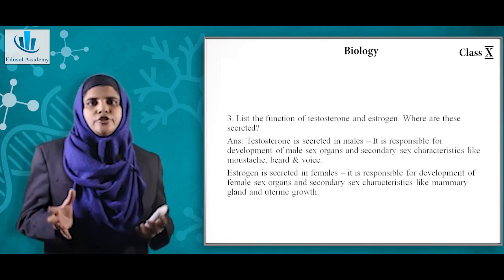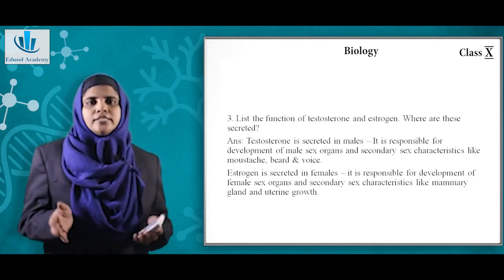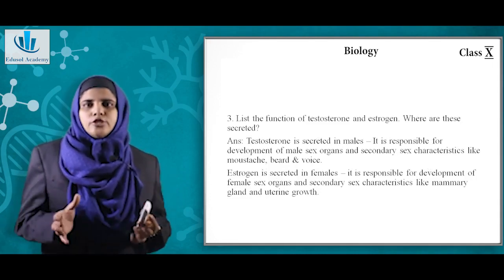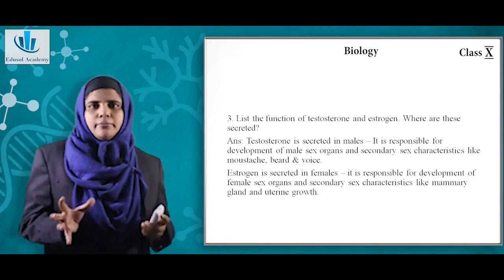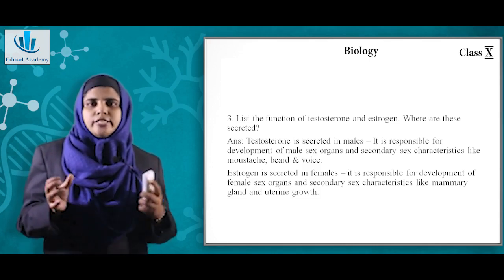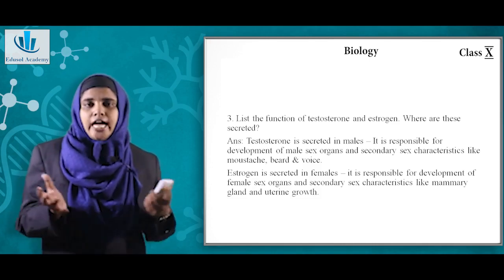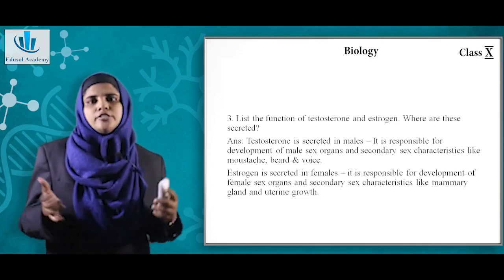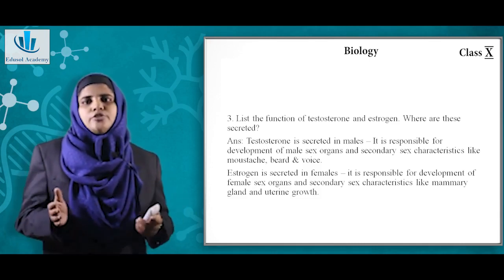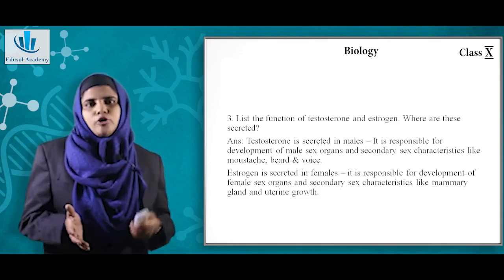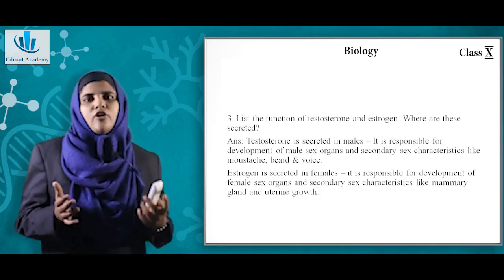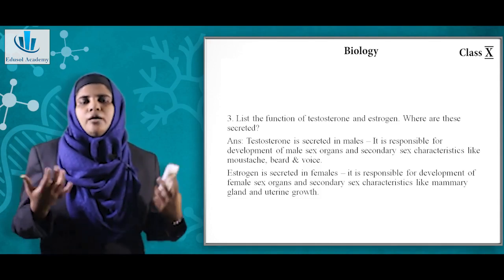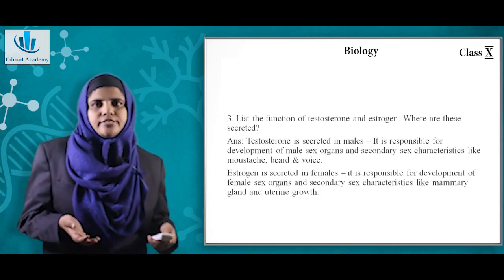Now list the functions of testosterone and estrogen. Where are these secreted? Testosterone is secreted in males. It is responsible for the development of male sex organs and secondary sex characteristics like mustache, beard, and voice. Estrogen is secreted in females. It is responsible for the development of female sex organs and secondary sex characteristics like development of mammary glands and uterus.